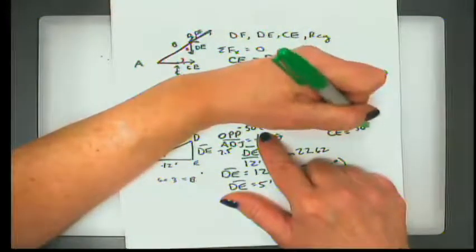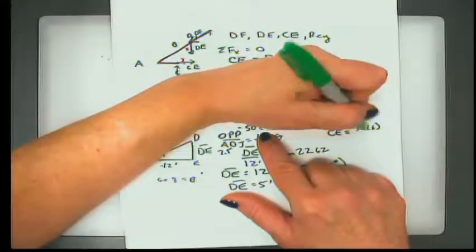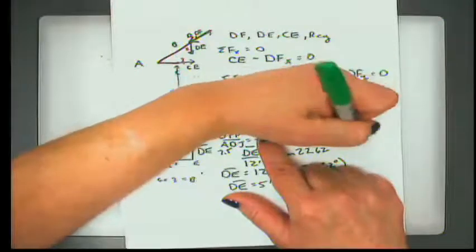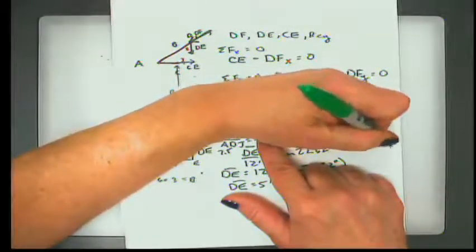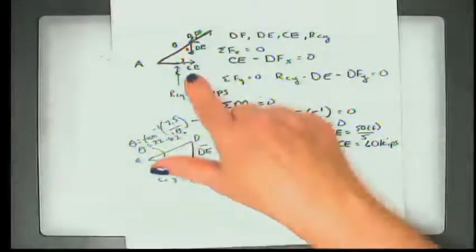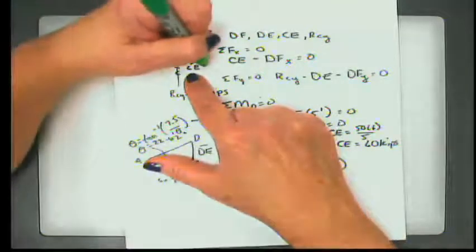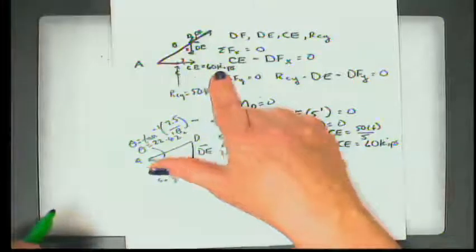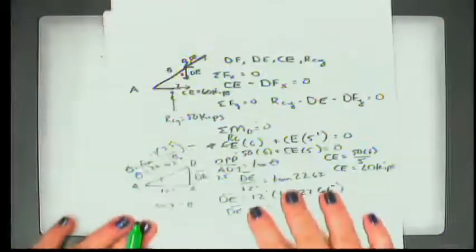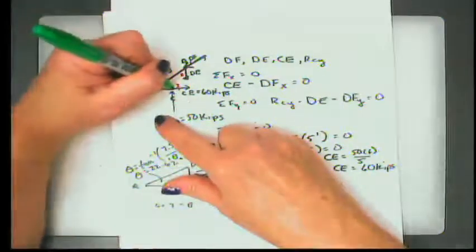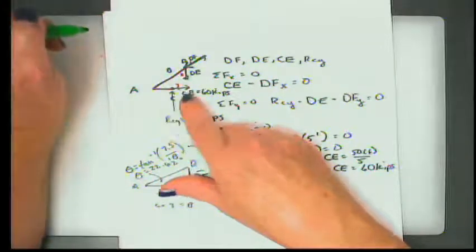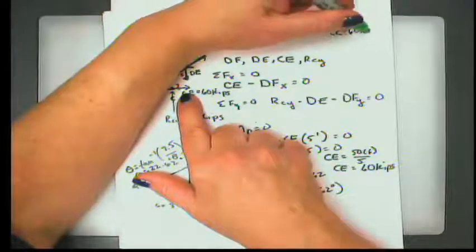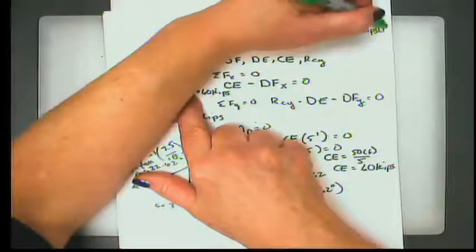It's going to be 50 times 6 divided by 5, which is 10 times 6, or 60 kips. All right, so right here, CE turns out to be 60 kips. And it appears that my direction is correct. And also, once again, if you think about it, it is pulling on the joint. So CE is 60 kips in tension.